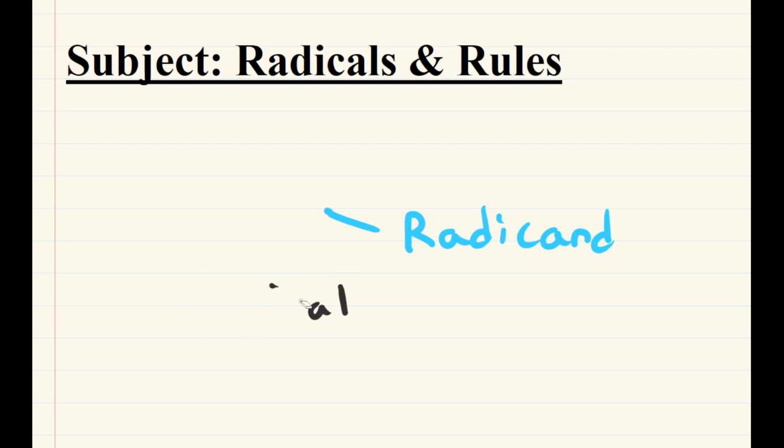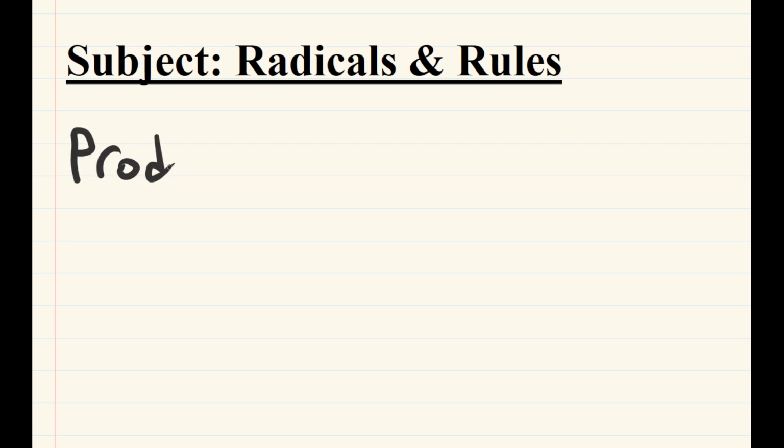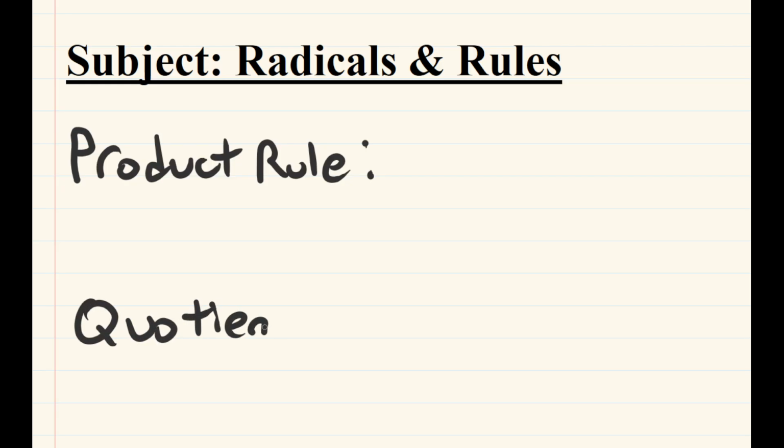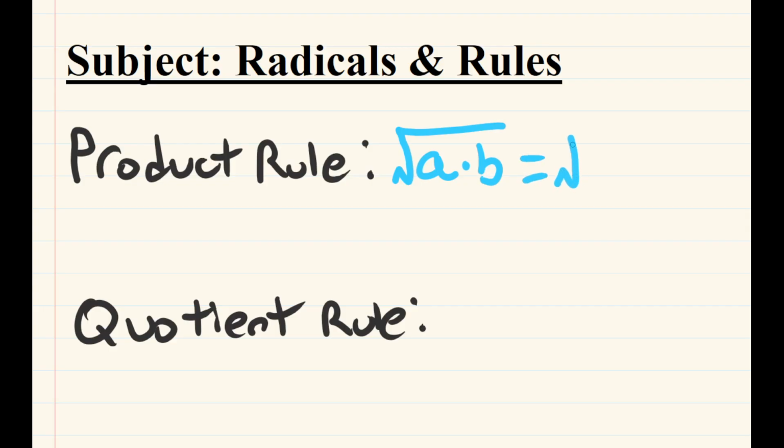A lot like the last video with exponents and the rules associated with those, radicals also have their own product and quotient rules. So let me write that down. They have a product rule, and they have a quotient rule. Let's discuss the product rule first. The square root, or radical, of a times b equals radical a times radical b.